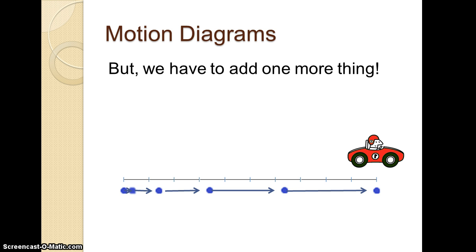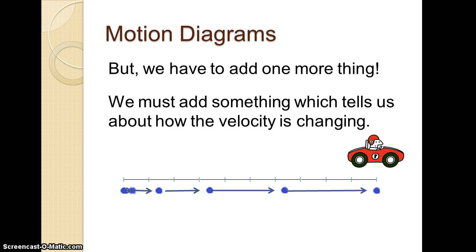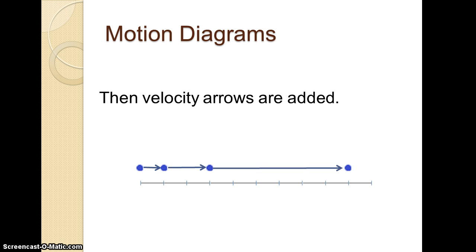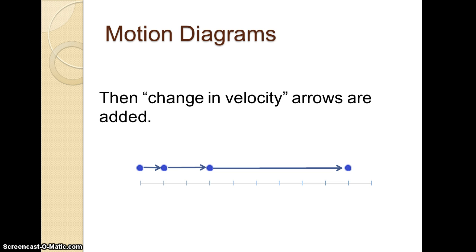But we're not done yet. We can't just leave it with velocity arrows. We have to add something which tells us how the velocity is changing from one moment to the next. So, we always start with a dot diagram, add velocity arrows, and then we add something called a change in velocity arrow. Your motion diagram is not complete without this.